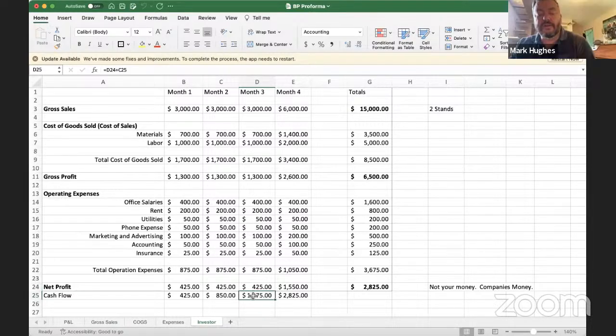So you have enough now to almost double your business by buying more products.